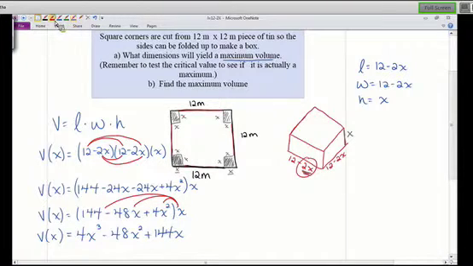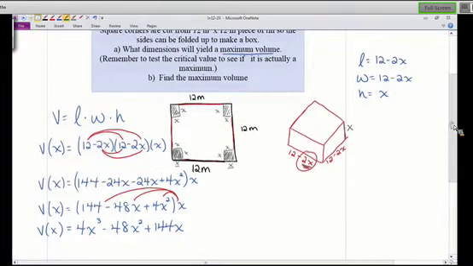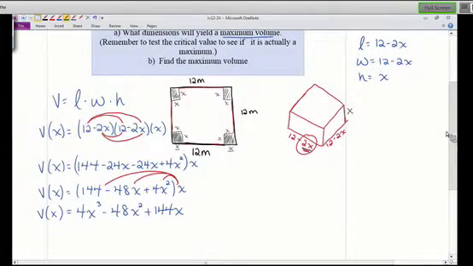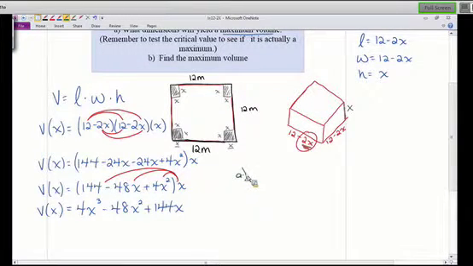Okay, so let's go on to part A. Let's actually answer this problem. The question asks us what dimensions will yield the maximum volume. To determine our maximum volume, we need to take the first derivative of the function and set the first derivative equal to 0. By doing this, we're going to get our critical values, and from the critical values, we can determine what our maximum volume will be.